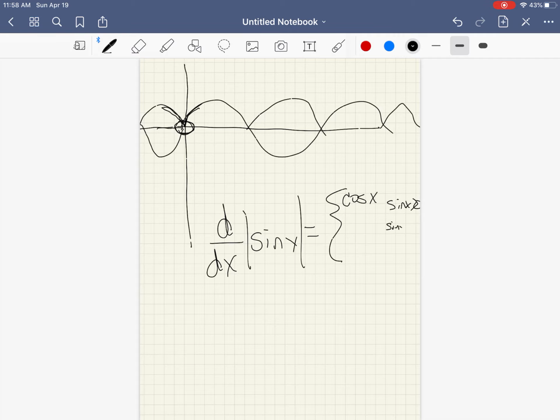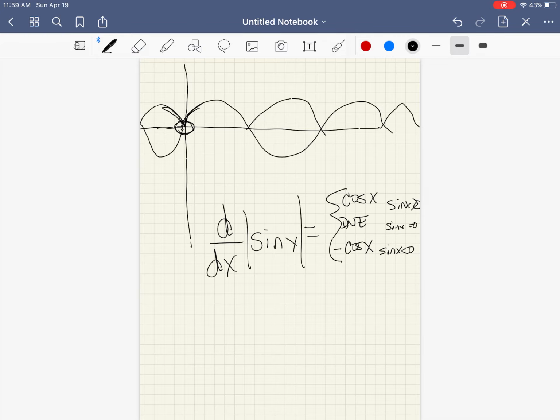At 0 itself, it's going to be undefined. And then when sine x is negative, then it would be minus cosine of x. All right, so that's the derivative.